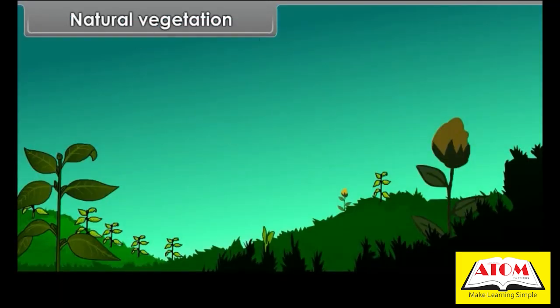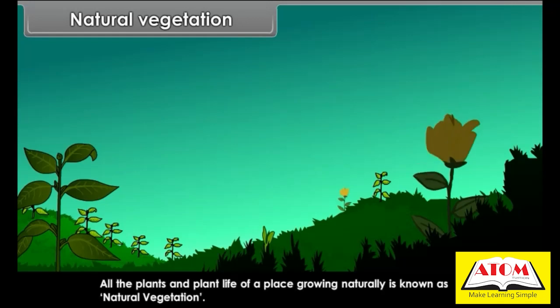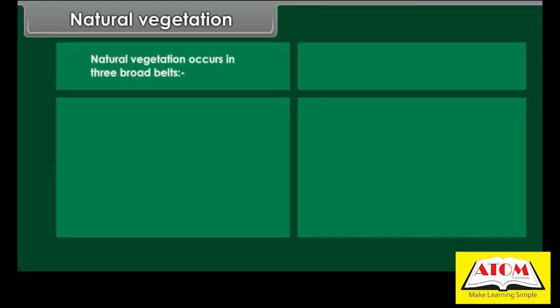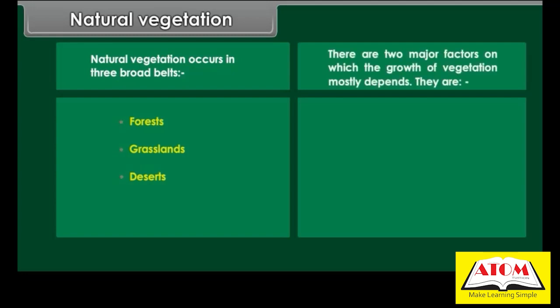Natural vegetation. All the plants and plant life of a place growing naturally is known as natural vegetation. Natural vegetation occurs in three broad belts: forests, grasslands, deserts. There are two major factors on which the growth of vegetation mostly depends. They are temperature and moisture.